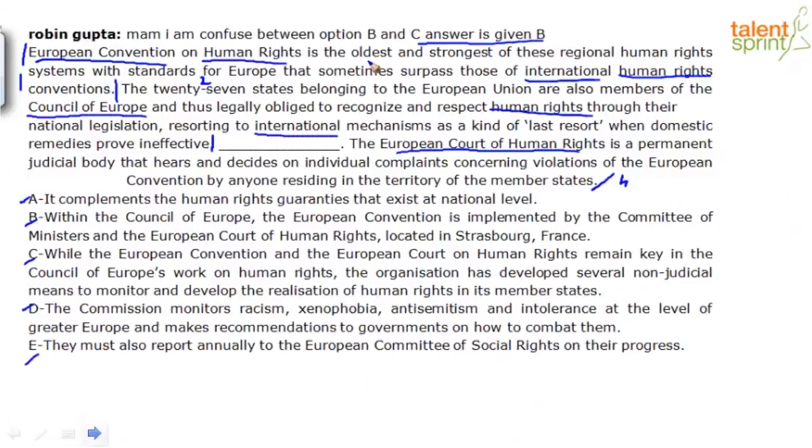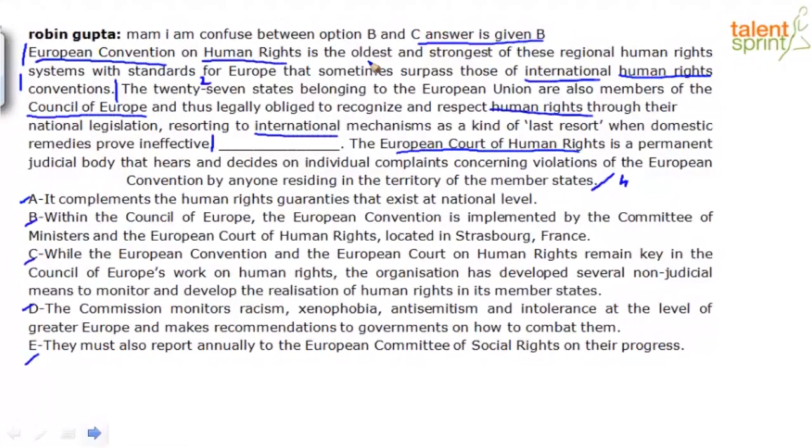Now let's focus on the topic sentence. The topic sentence is, European Convention on Human Rights is the oldest and strongest of these regional human rights systems, with standards for Europe that sometimes surpass those of international human rights conventions. Now, without going into figuring out the meaning, this will be my first bet. I'll quickly identify repeat words and phrases, and try and see what the topic sentence is conveying. The entire thing is revolving around this European Convention on Human Rights. The first context is basically saying this regional human rights system sometimes exceeds the international human rights.